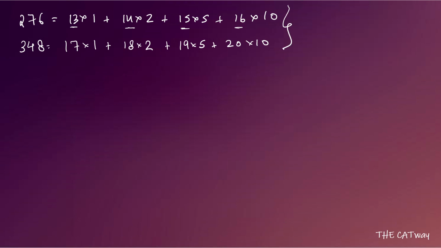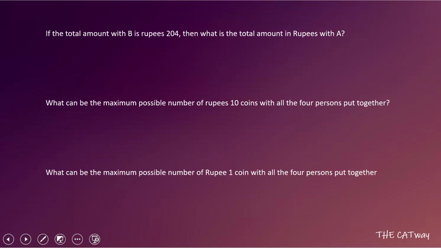Once you have found out these two ways of writing 276 and 348, then the set becomes very easy for you, because after that nothing as such has been asked. So let's move ahead to the questions.